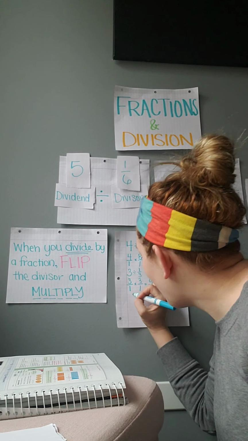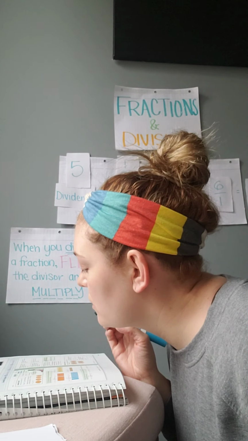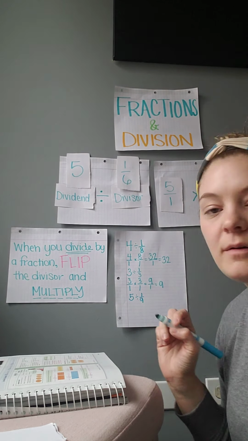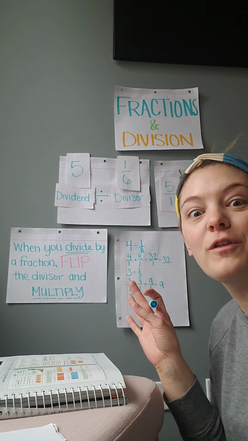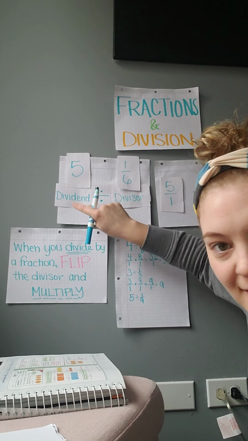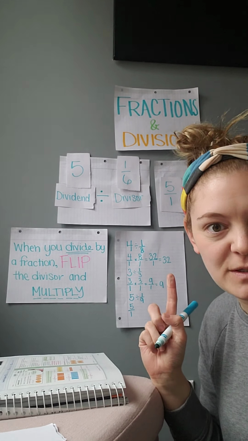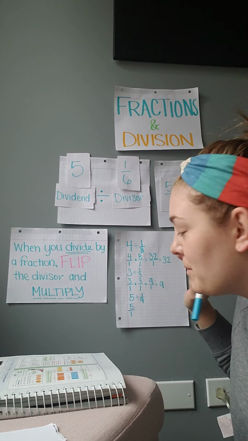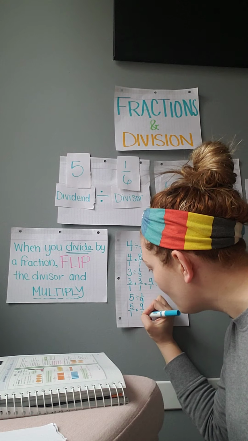Okay, I'm ready. 5 divided by 1/9. Okay, think of the steps. You should be able to tell me what the steps are through the computer. Step 1, dividend stays the same. We put it over 1. 5 over 1. Step 2, we flip the divisor. So we're going to change 1 over 9 to 9 over 1.